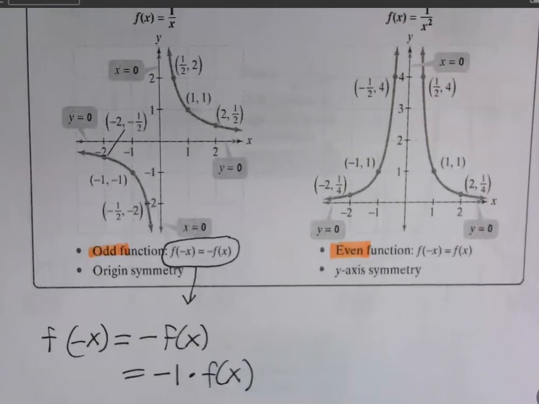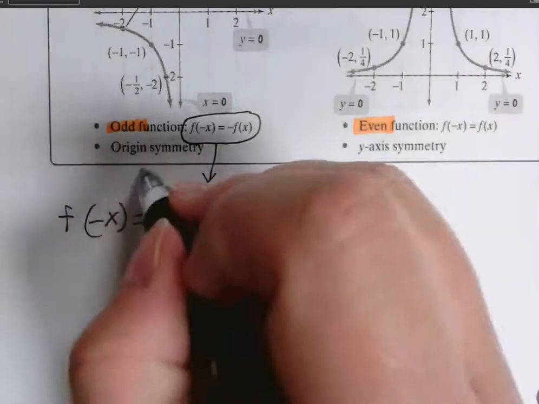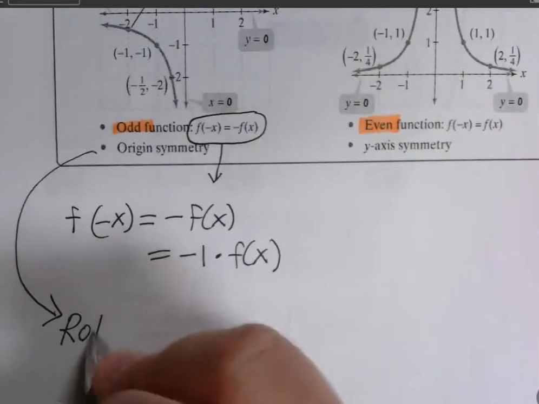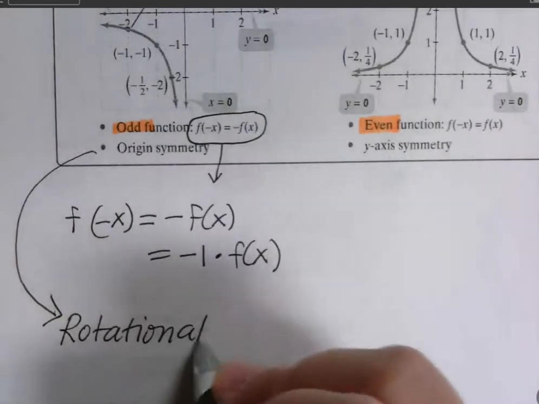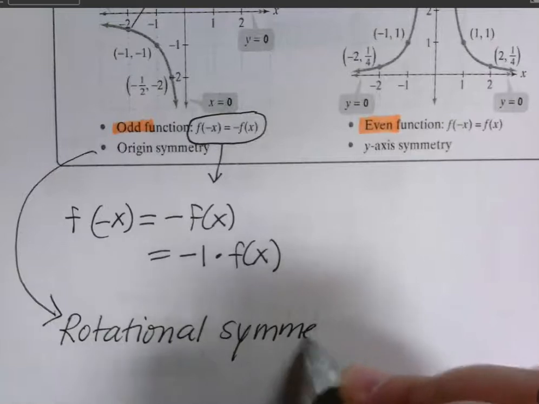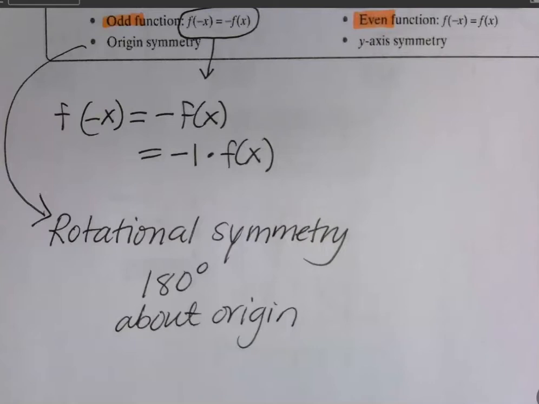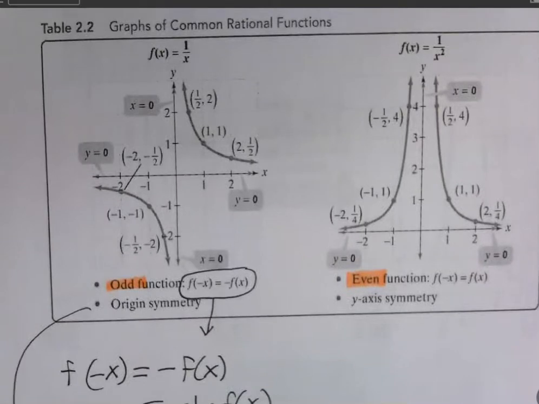And what an odd function has graphically is called origin symmetry. Origin symmetry is another way of saying what we generally call in geometry rotational symmetry. So this is rotational symmetry, specific type, rotational symmetry of 180 about the origin. 180 degree rotation about the origin. That's what we mean by origin symmetry. If I turned it 180 degrees around the origin, it would look the same. So you can see that this one is like that. If I turned it exactly upside down, it would look the same.